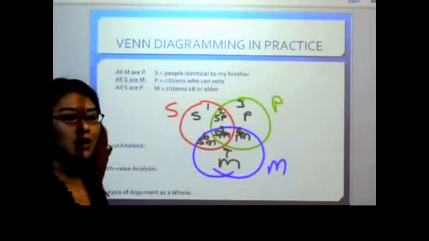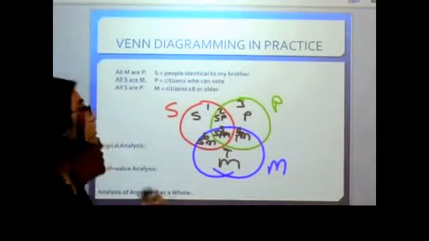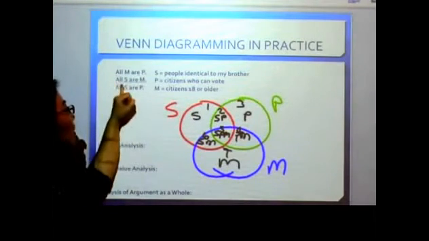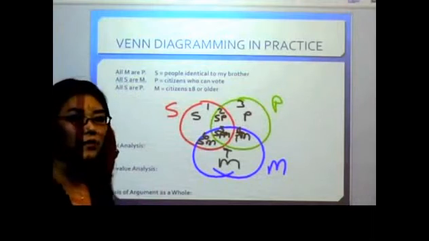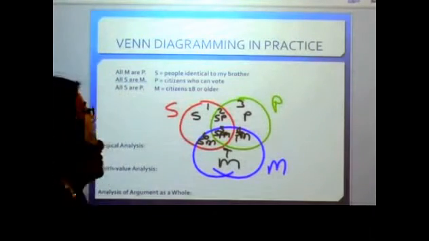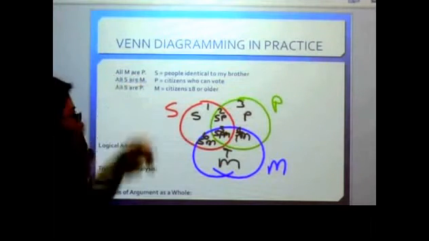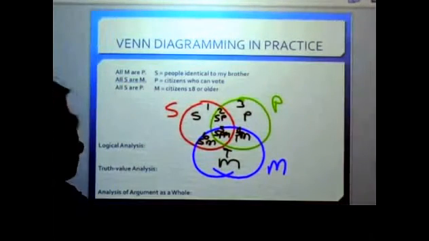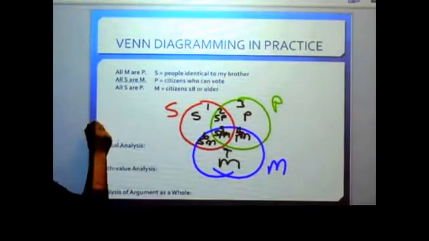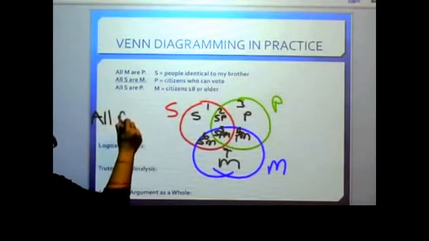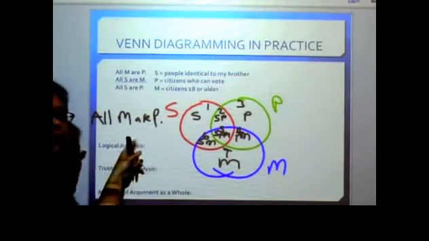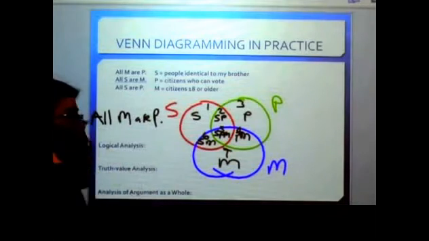Both of these premises are universal statements, okay? So the major premise is all M are P, and the minor premise is all S are M. So it doesn't really matter which one we diagram first. So I'm going to go ahead and diagram the major premise first, and the major premise is all M are P. Okay, I'm going to write it a little bit bigger here. And I'll do this with the black marker. So all M are P. Okay, so that's the major premise, and this is the premise that we're going to diagram first.